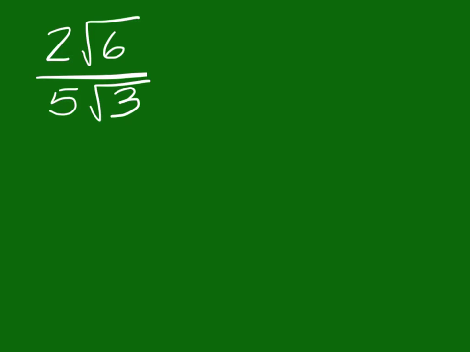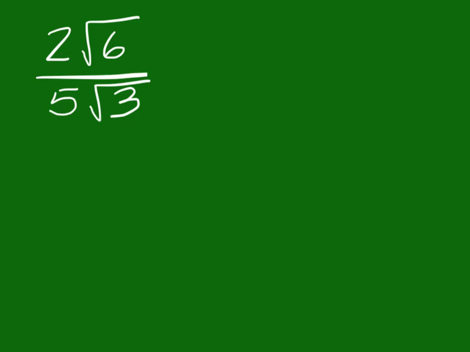For this problem, you can use the shortcut. Square root of 6 over square root of 3 simplifies down to square root of 2. 6 divided by 3 is 2. You're finished.